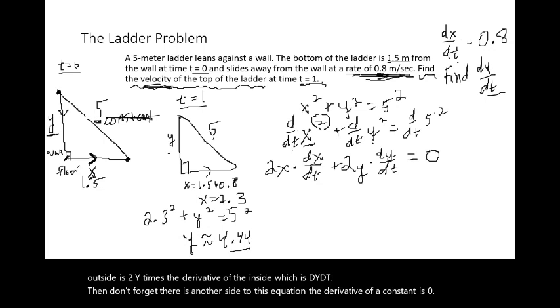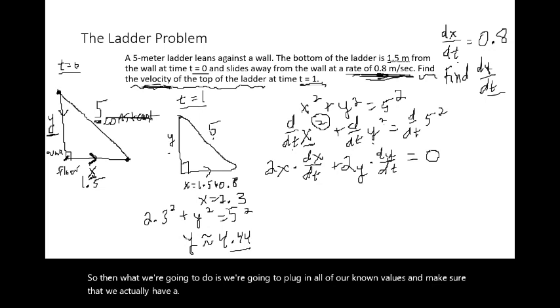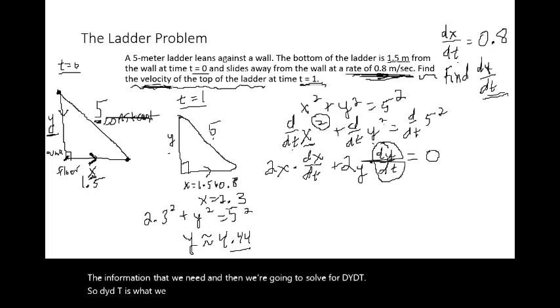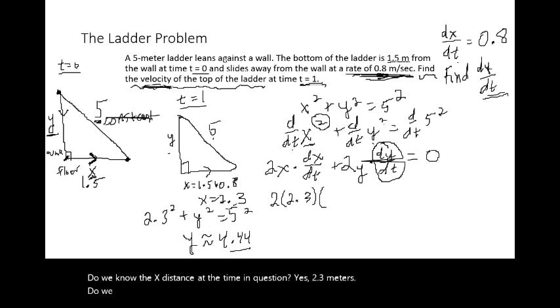So then what we're going to do is plug in all of our known values and make sure that we actually have all the information that we need, and then we are going to solve for dy dt. So dy dt is what we are trying to find, which means that we will need everything else. So, do we know the x distance at the time in question? Yes, 2.3 meters. Do we know the rate of change of x with respect to time? Yes, 0.8 meters per second.